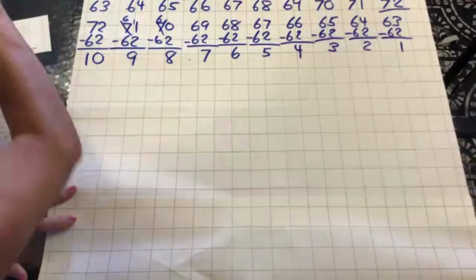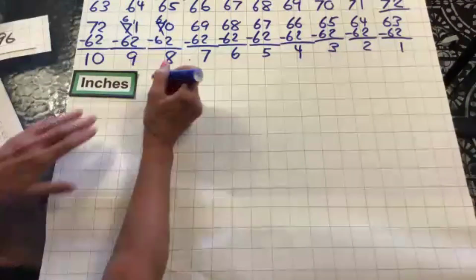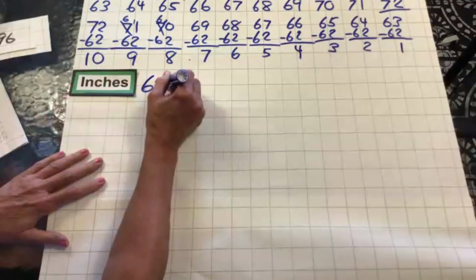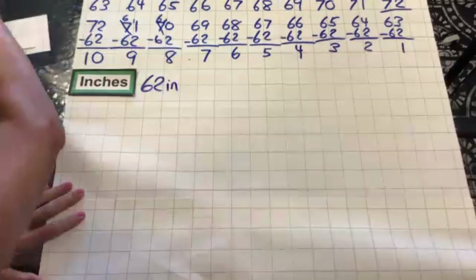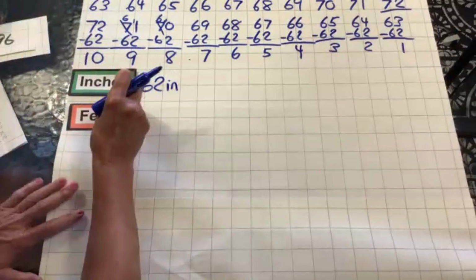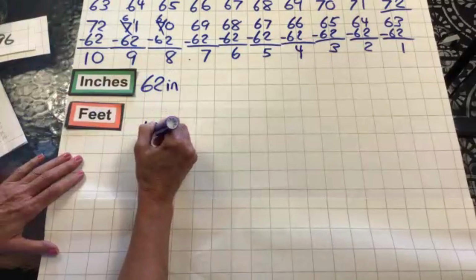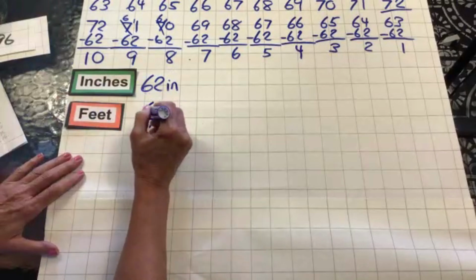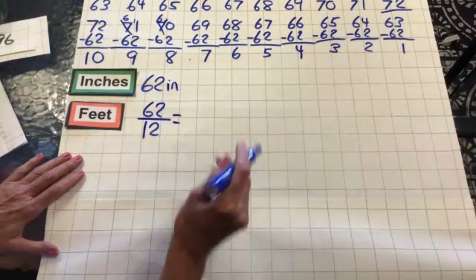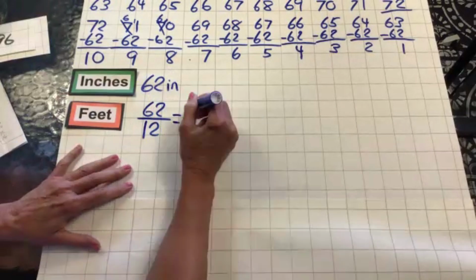All right, so let's go for inches. Today's number is 62, so we have 62 inches, and we're going to convert that into feet. We know it takes 12 inches to make a foot. We have 62, so we're going to break it apart into sets of 12.